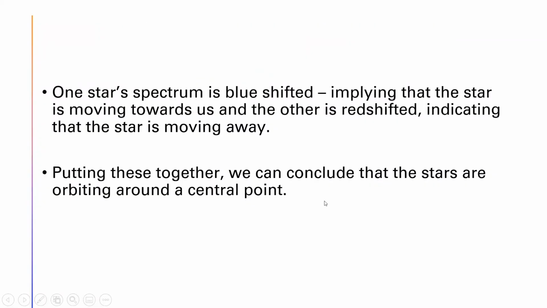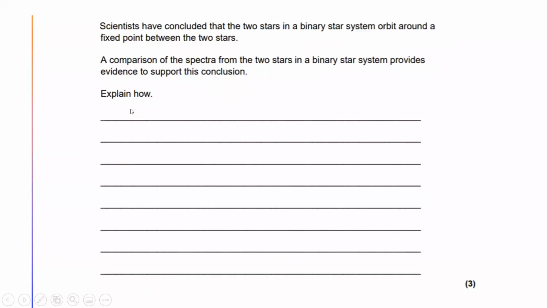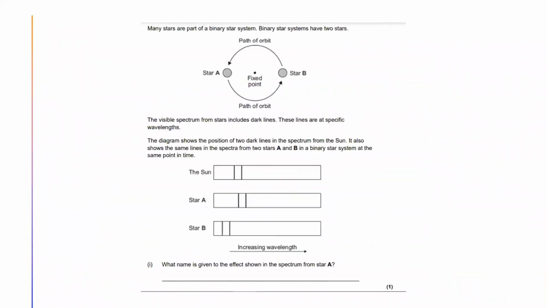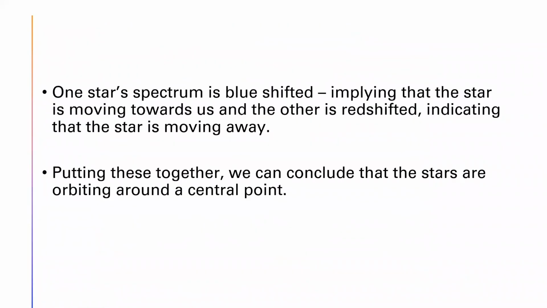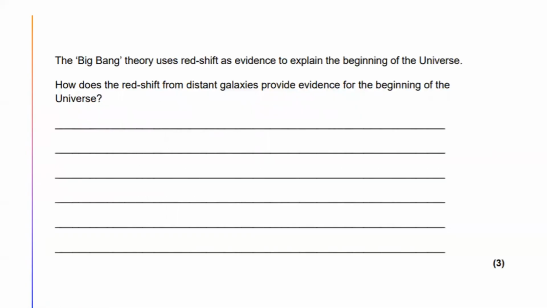Okay, so I would say 1 star spectrum is blue shifted. So that would be star B, I should say star B there, is blue shifted, implying that the star is moving towards us. And the other star is red shifted, indicating the star is moving away from us. Putting these together, we can conclude that the stars are orbiting around the central point. Okay, so you could draw a diagram with this as well, obviously one's going away and one's going towards, like the diagram.